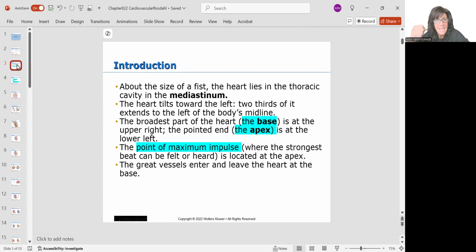The heart's about the size of your fist, and it lies in the thoracic cavity in a smaller cavity called the mediastinum. And the heart kind of tilts to the left. Two-thirds of it are near the body's midline, but the broadest part of the heart, the base, is at the top, and the apex is at the bottom. The point of maximum impulse, that's where you can hear it the best, the strongest beat can be felt or heard, is at the apex. And remember, left mid-clavicular line, down between fifth, sixth, maybe seventh intercostal, depending on the patient and their size. And great vessels enter and leave the heart at the base. The great vessels are the vena cava and the aorta, the biggest vein, the biggest artery.